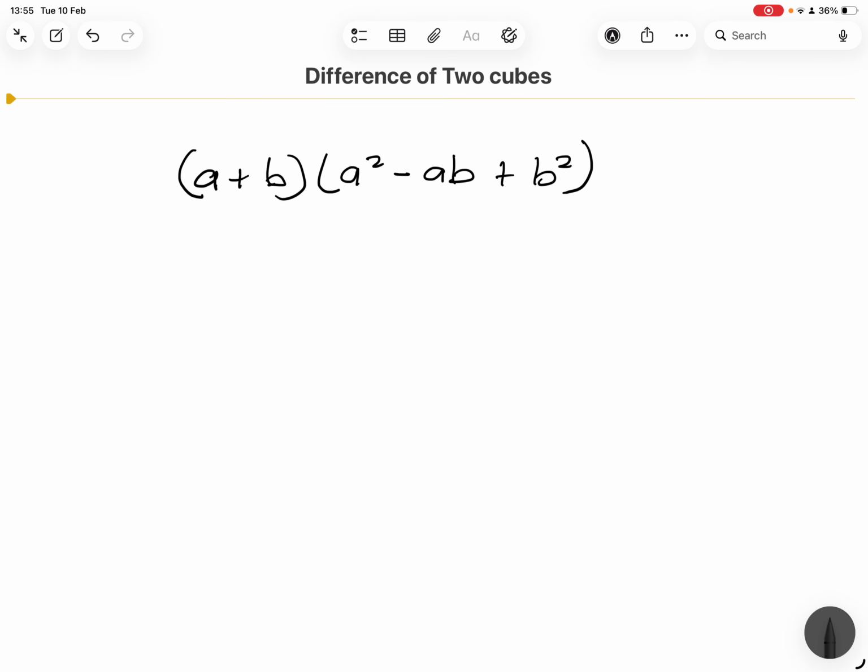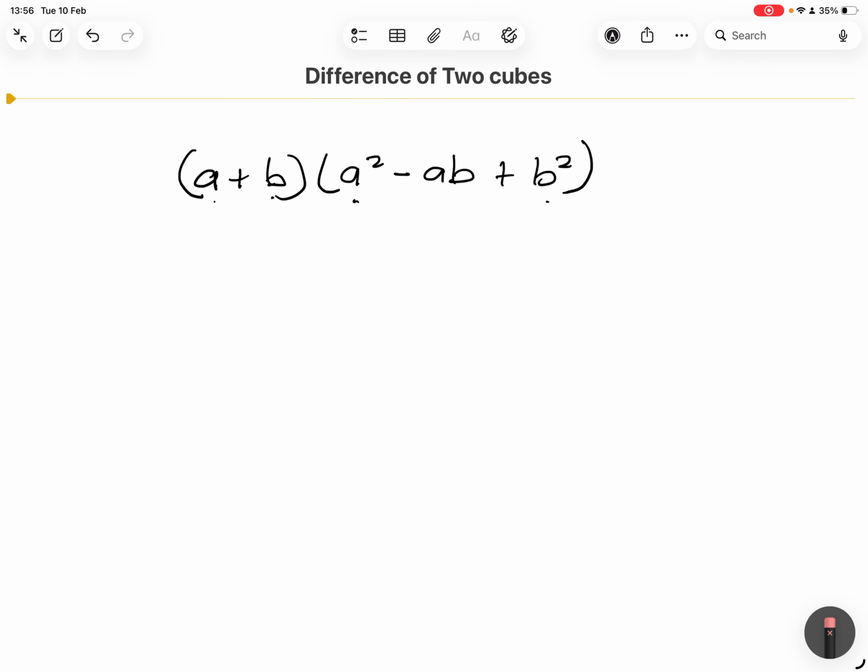So firstly, I've got a and b. I've got a squared and b squared, and in between them, I've got the product of the two that are inside the first bracket, and with a sign that is negative. Please remember that. So I've got a squared, I've got b squared in my trinomial, and in between, I've got the product of what is inside my first binomial, with a negative sign.